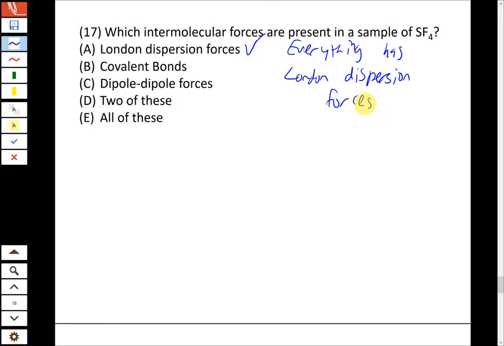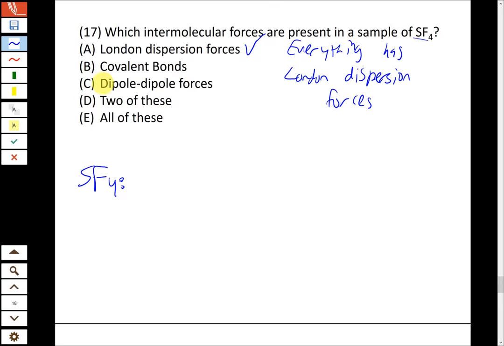In this problem, we want to know, is there anything else besides London dispersion forces? And that's going to be determined by the nature of the substance. So if we have a covalent compound like SF4, essentially there's 3 types of intermolecular forces. London dispersion forces, which we'll always have, and then the other 2 are dipole-dipole forces and hydrogen bonds. Dipole-dipole forces will only occur if the molecule is polar. Hydrogen bonds will only occur if it has hydrogen bonded to oxygen, nitrogen, or fluorine. This doesn't have hydrogen at all, so there's no way this could have hydrogen bonding. So we can eliminate that, although it's not one of the choices anyway.